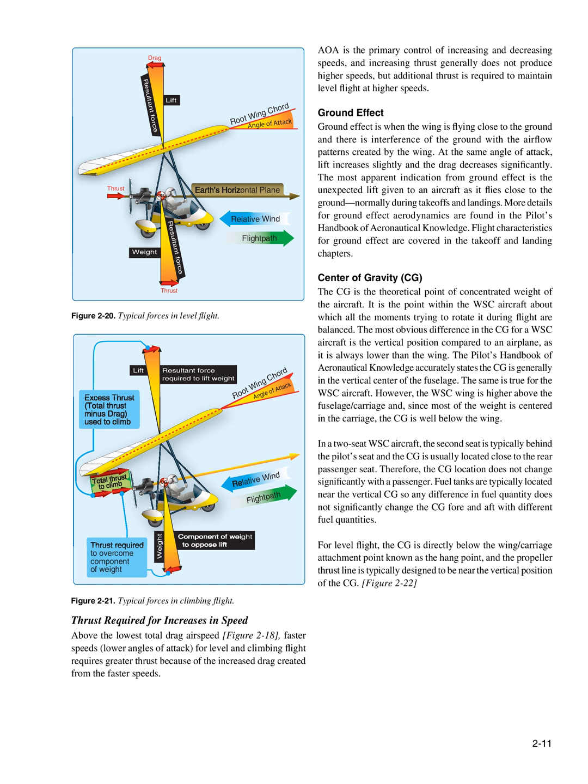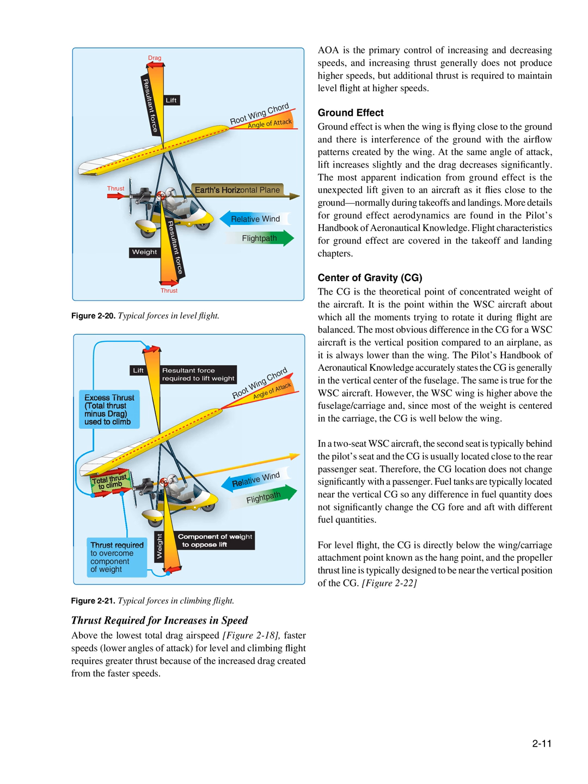Center of gravity, CG. The CG is the theoretical point of concentrated weight of the aircraft. It is the point within the WSC aircraft about which all the moments trying to rotate it during flight are balanced. The most obvious difference in the CG for a WSC aircraft is the vertical position compared to an airplane, as it is always lower than the wing.